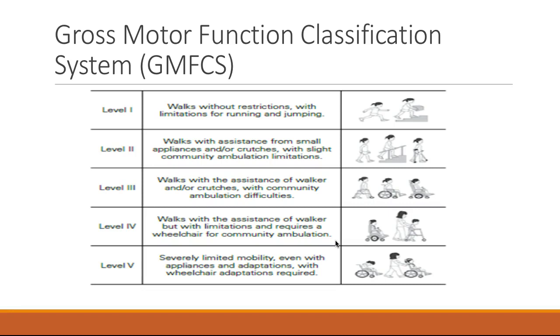So this picture here describes the different levels in the gross motor function classification system. You can see a child with level 5 is severely limited in their mobility and requires special equipment and aids for their mobility, whereas a child with level 1 walks without really any restrictions but may have limitations for more complex movements such as running and jumping.